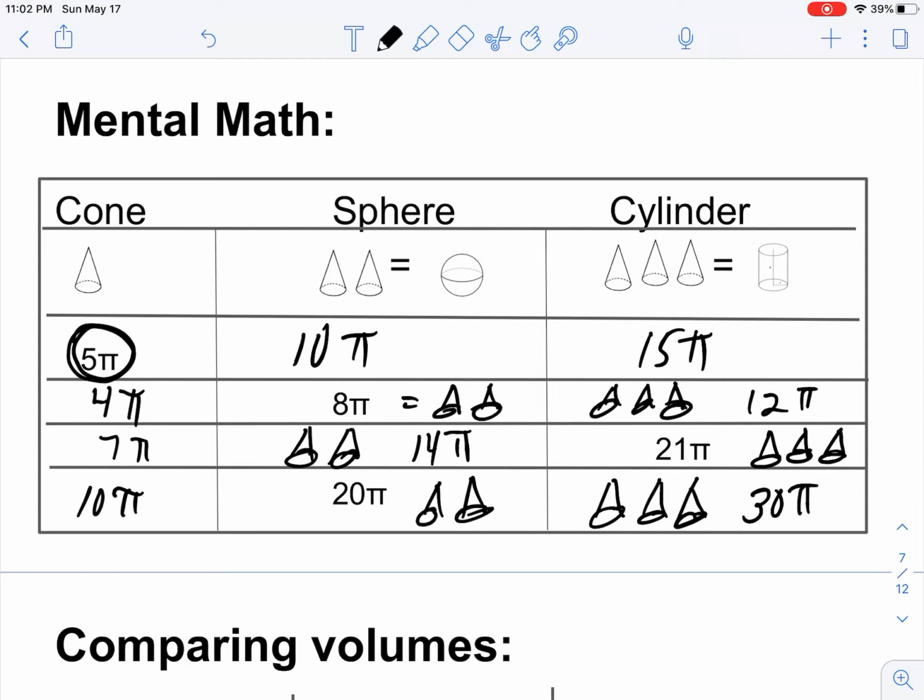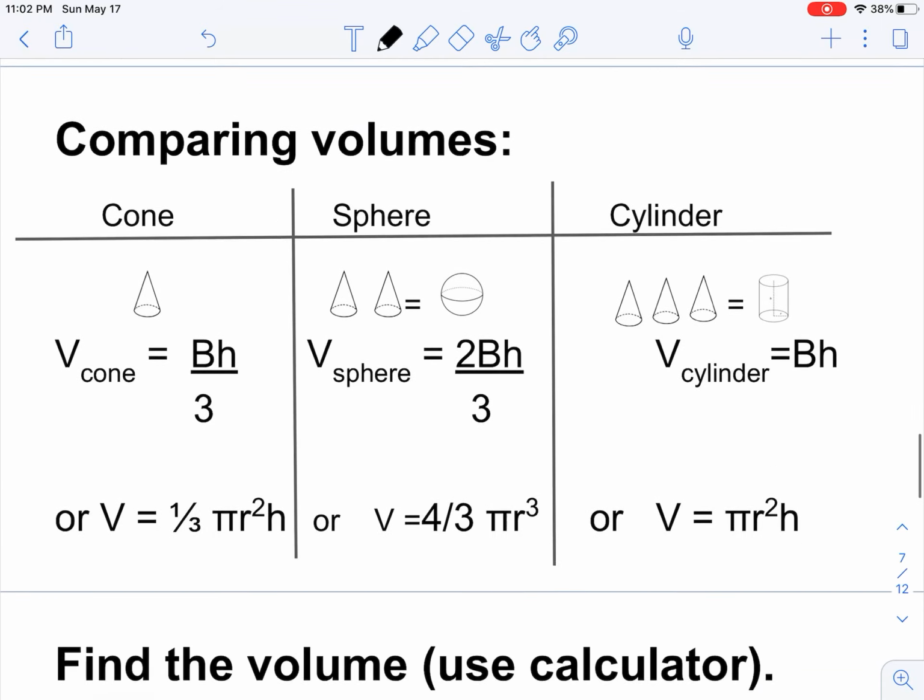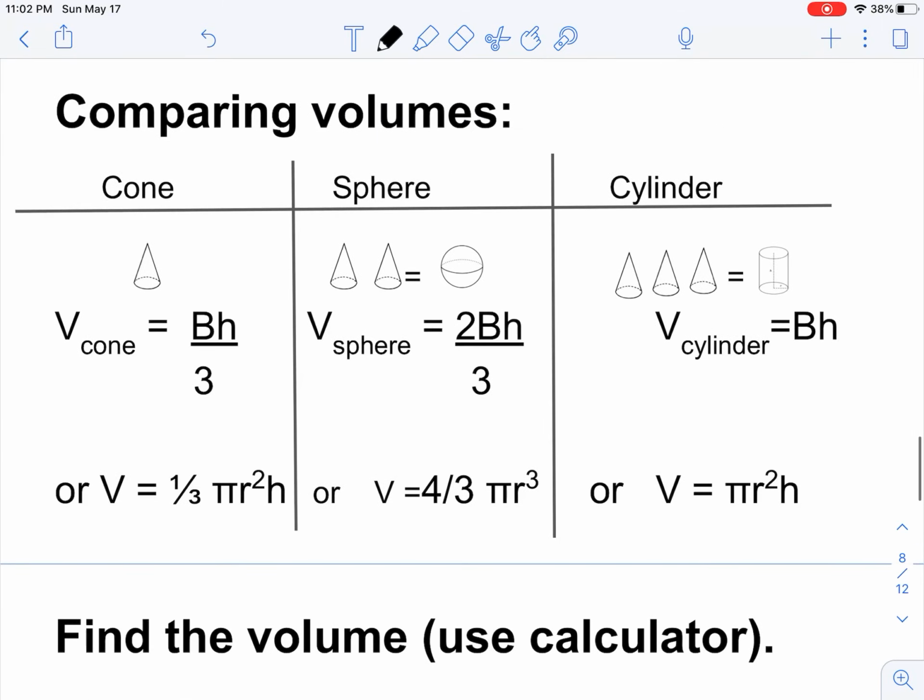So this is what the idea is going to be on your homework. You're going to need to actually work out a more complicated problem, but then you're going to use the relationship between the 3 of these shapes to answer the other questions and keep those short.